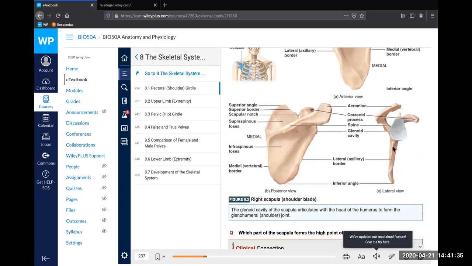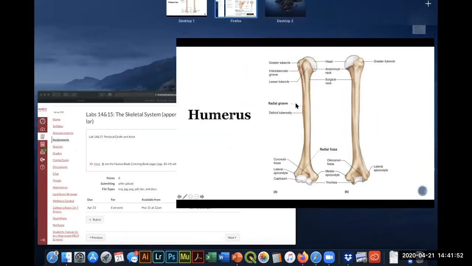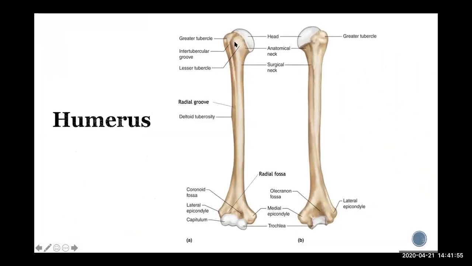What else can we see here that we couldn't really see before? Of course, the inferior angle. We've got that lateral border as well, right? Because this is the side that your arm is on. It's the side that's farther away from your vertebral column. Okay. Anyway, the head of the humerus.